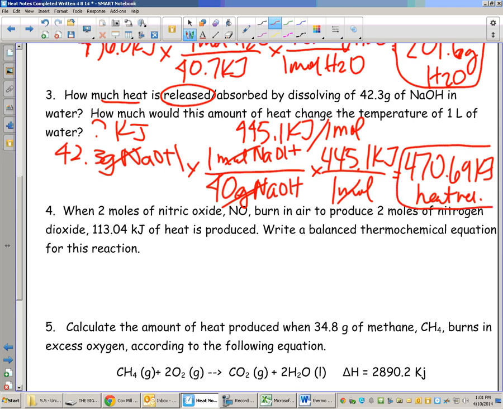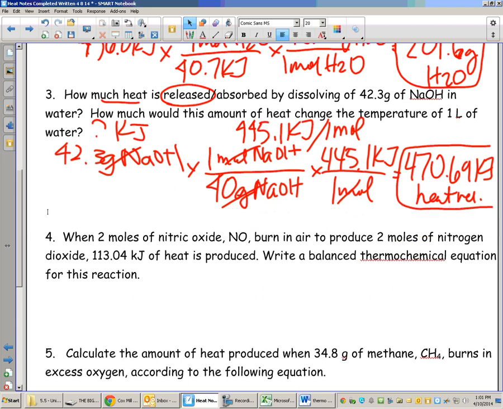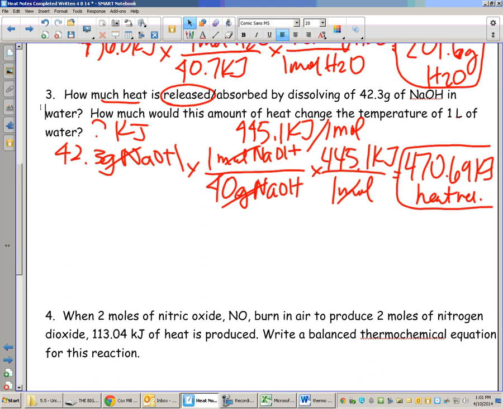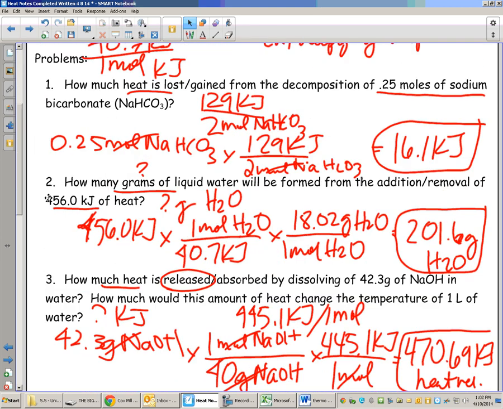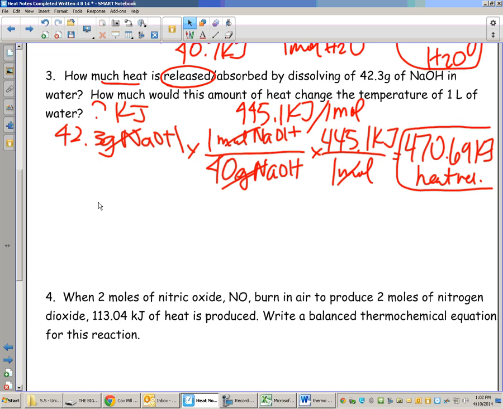What was the second part of the question? How much would that amount of heat change the temperature? What do we need to do? What do you guys think? How would you plug it in? Yes, we're going to plug that Q into Q equals MCΔT. So, sorry, this is weird. All right, so taking the Q we just got of 470.69, okay, so that's how many kilojoules we have.